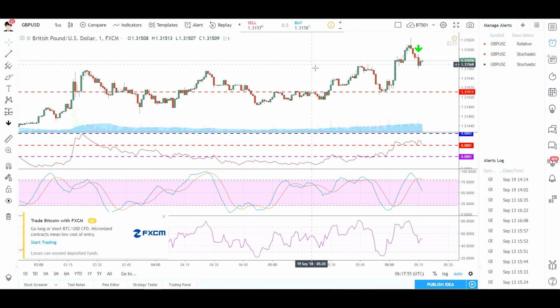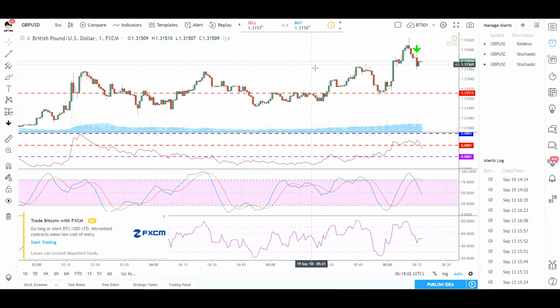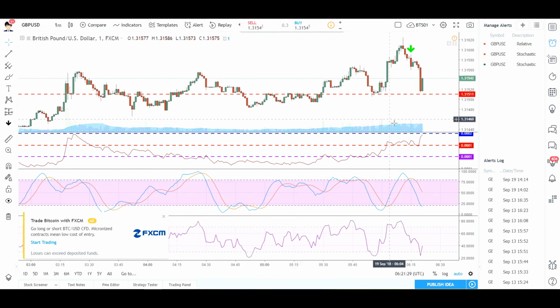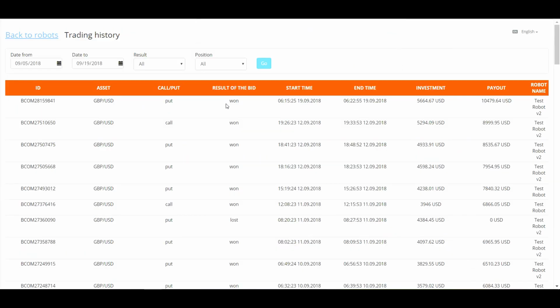Alright, so this position is going to expire in another 4 to 5 minutes. So that's pretty much it. Let's wait for this position to expire. Alright guys, so this position is going to expire in another, let's see, 22:55, right?